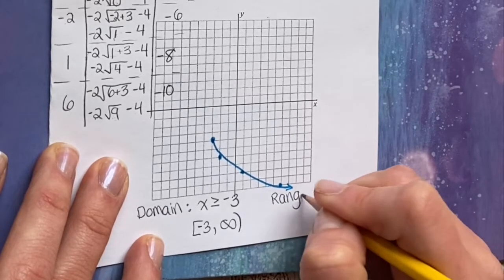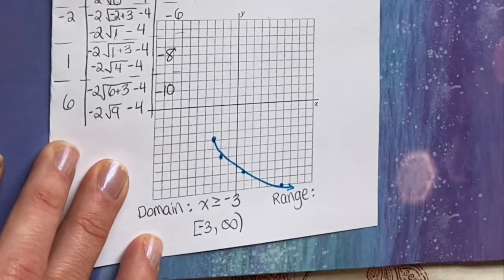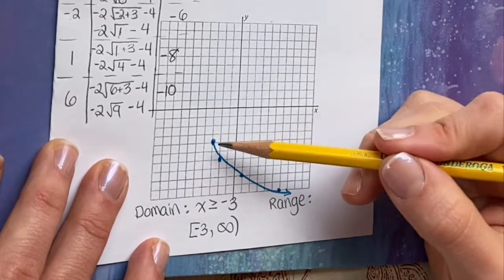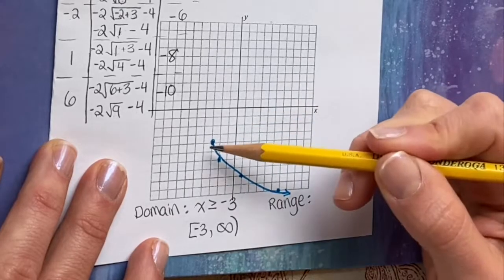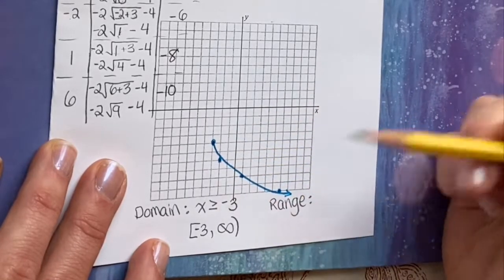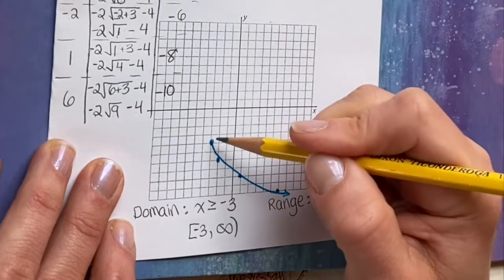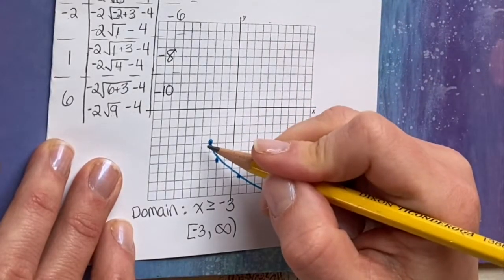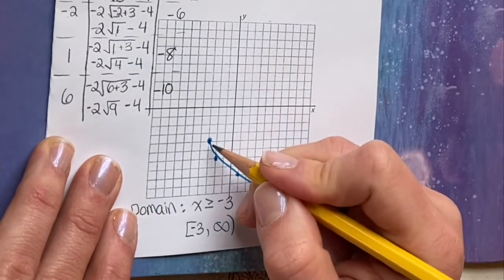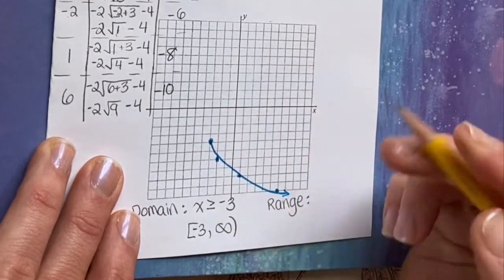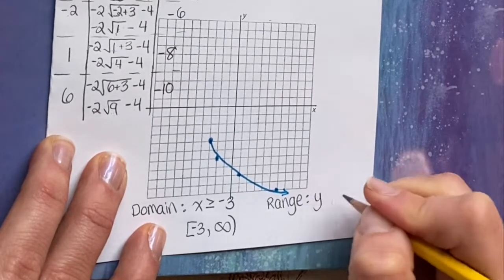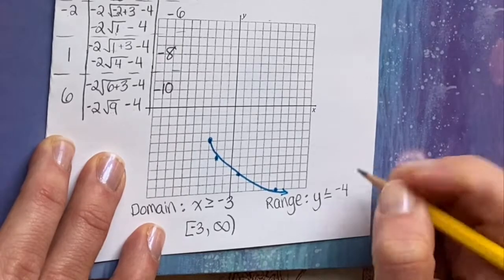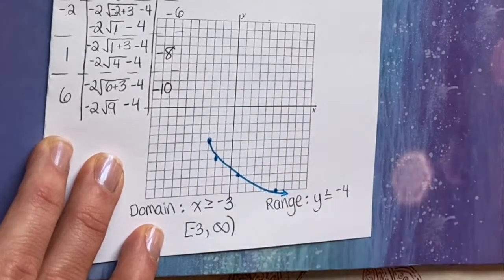Here, our range is affected not only by our endpoint, it's also affected because of that reflection that we had. So notice instead of the Y values going up, these Y values are going down. The highest Y value is where our endpoint is at -4. And then our Y values just keep decreasing. So here, Y is less than or equal to -4. So this is the highest it goes, and then it just keeps going lower.